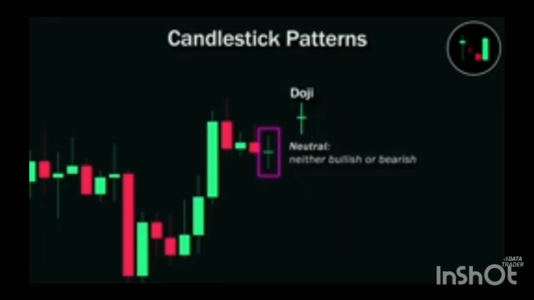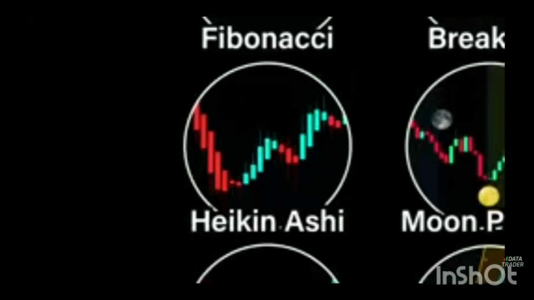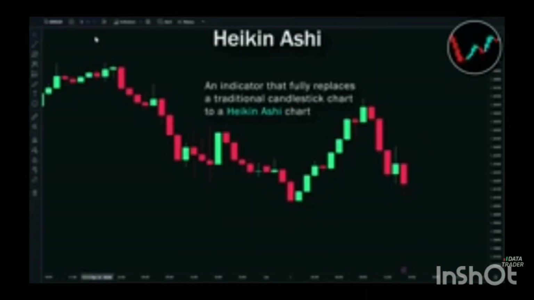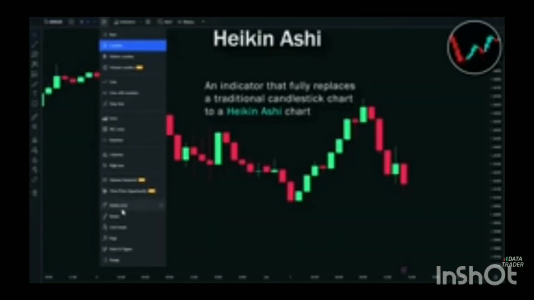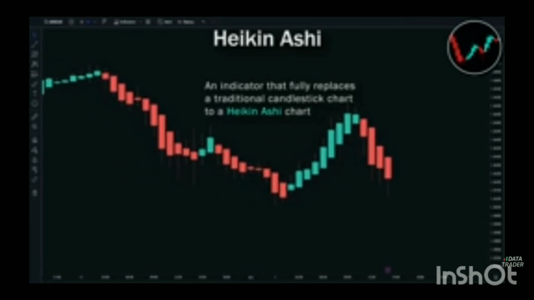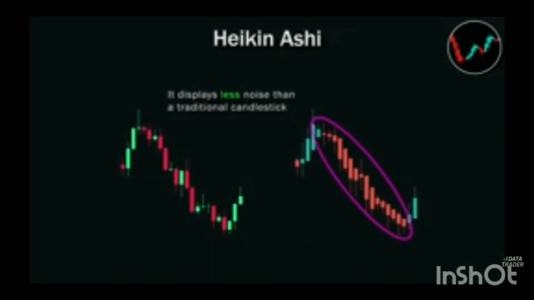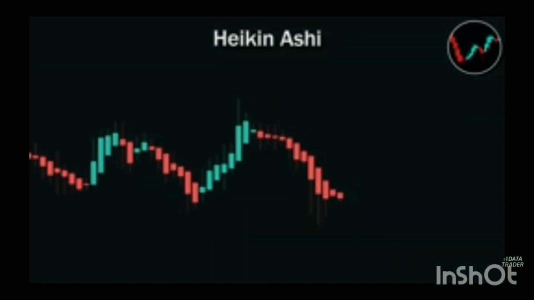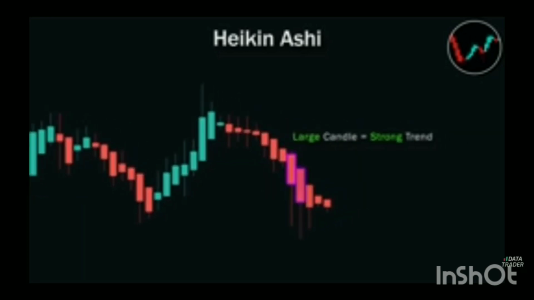Heikin-Ashi. It is an indicator that fully replaces a traditional candlestick chart with a Heikin-Ashi chart. When applied, it tends to give less noise than a traditional candlestick. A green Heikin-Ashi candle signals that the price is on an uptrend, and a red Heikin-Ashi candle signals that the price is on a downtrend. The size of the candle's body also indicates how strong a trend is. The larger the candle, the stronger the trend.